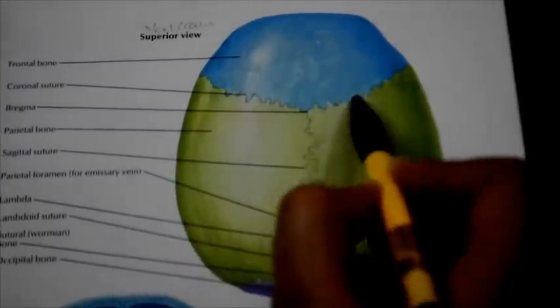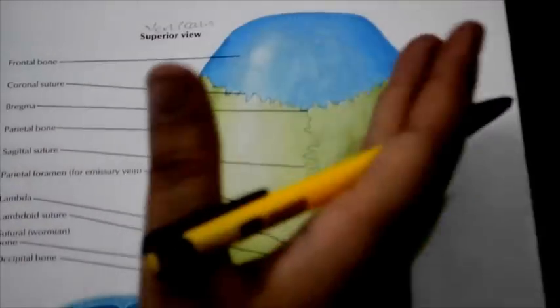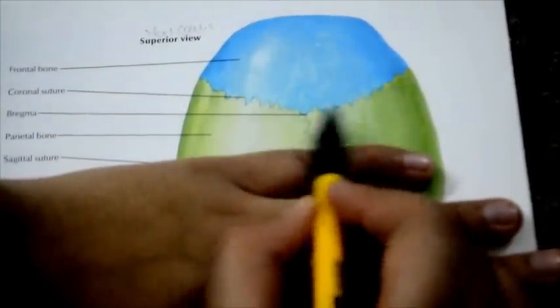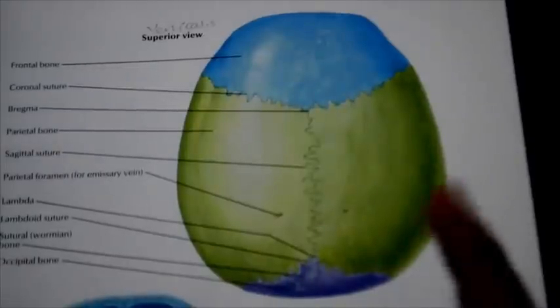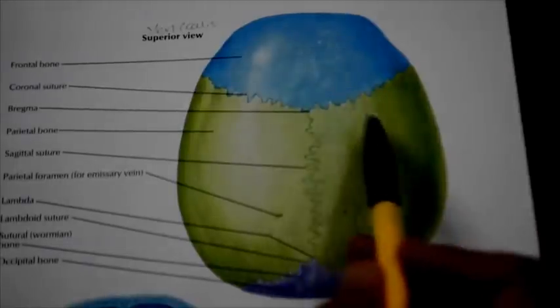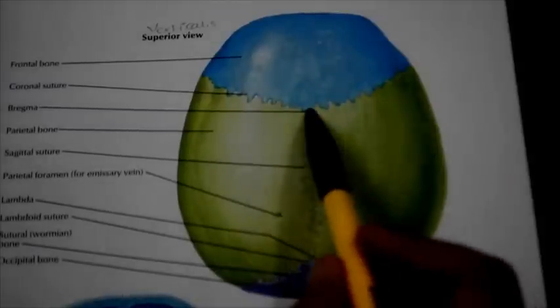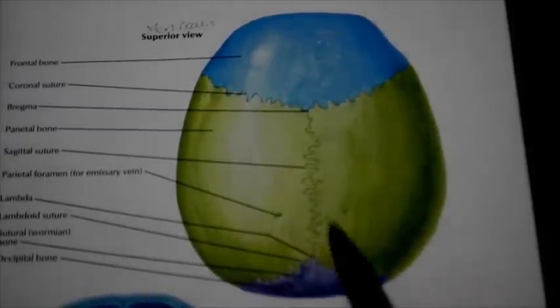Anyways, there is a suture between the parietal bones and the frontal bone, two parietal bones and one frontal bone, over here, this part. This suture is called the coronal suture. You need to remember this. This is very important from the viva point of view. Then between the two parietal bones, there's a suture called the sagittal suture. This is the sagittal suture.